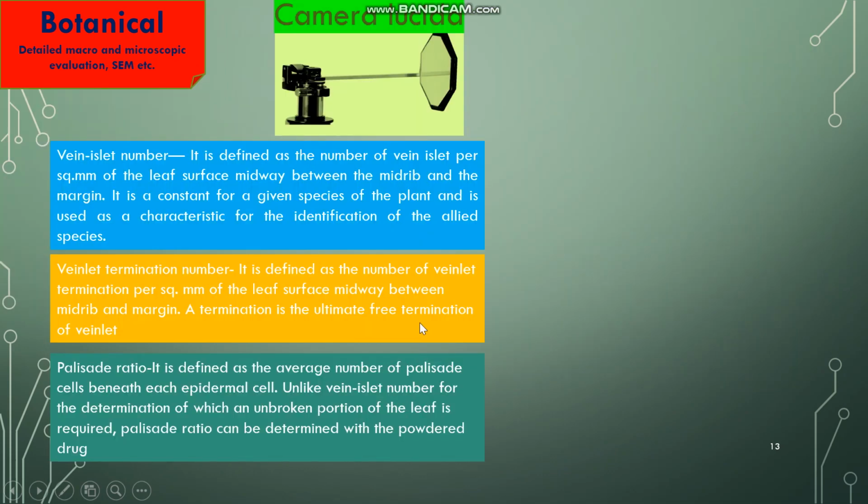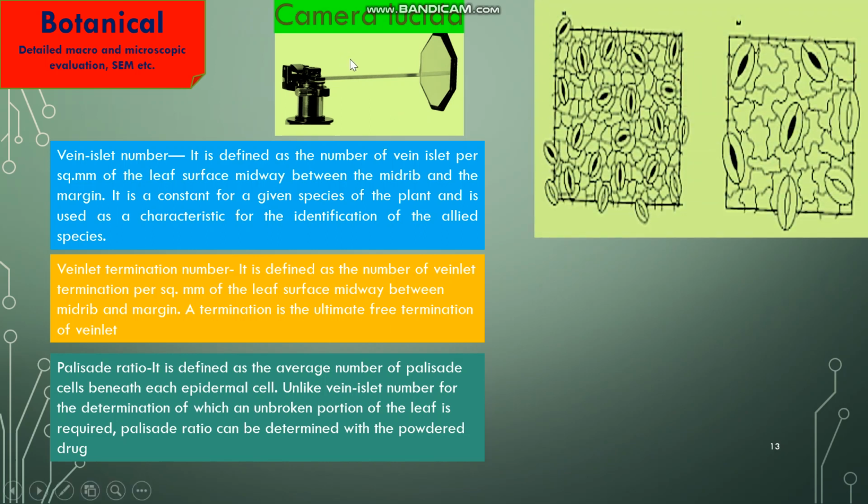So yes, there is a device, or you can say the instrument, that we use to calculate the stomatal index or the vein islet number, vein termination number, which is the camera lucida. So this is the camera lucida, and it has a detailed procedure: with the help of this camera lucida, it attaches to the microscope that we use in the laboratory, like a compound microscope, and we can easily calculate the stomatal number, stomatal index, even the vein islet, vein termination, and the palisade ratio also.